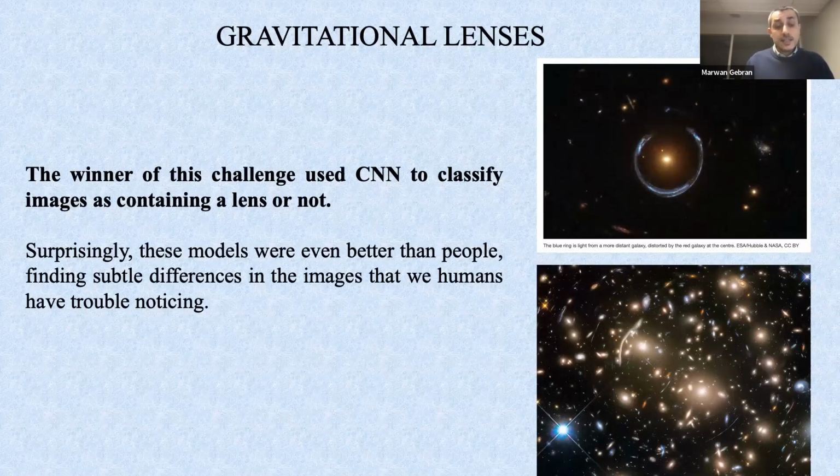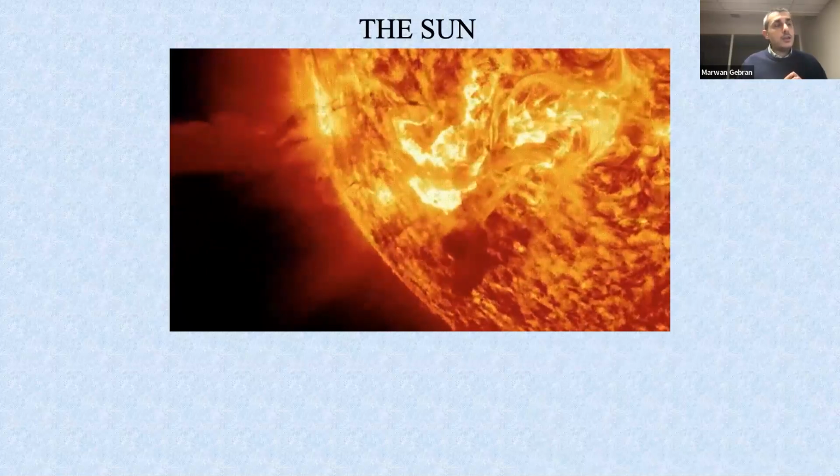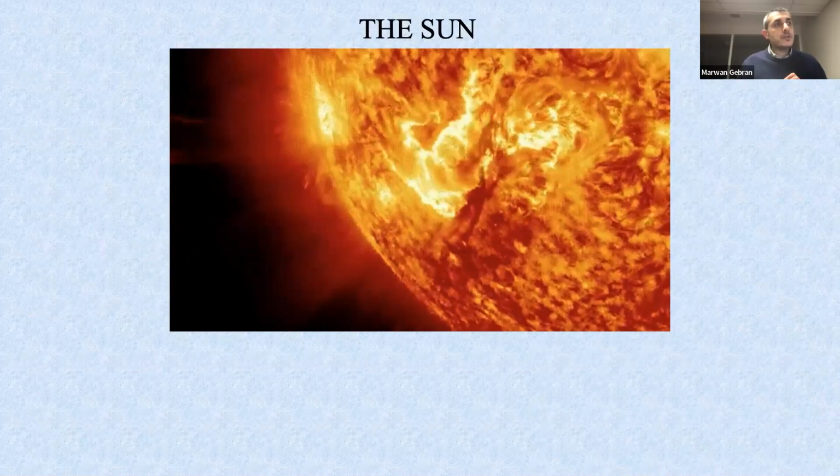So as I said, these models were better than people because, as I told you before, when you have a lot of data, you need something automated, and mainly deep learning, more precisely convolutional neural networks. So to go back now from the biggest part to our neighborhood, which is the solar system, the sun. The sun is analyzed a lot nowadays using artificial neural networks.